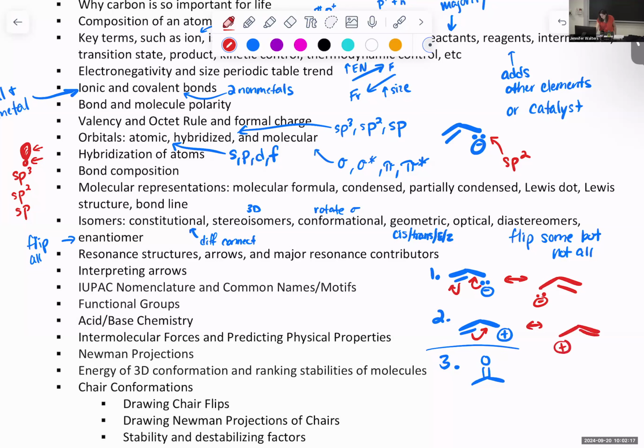And we get our resonance arrows always drawn in the middle to illustrate to us the fact that the reality, the hybrid, is halfway between those. It is the average of them. Then if you can't do 1 or 2, then you consider 3.